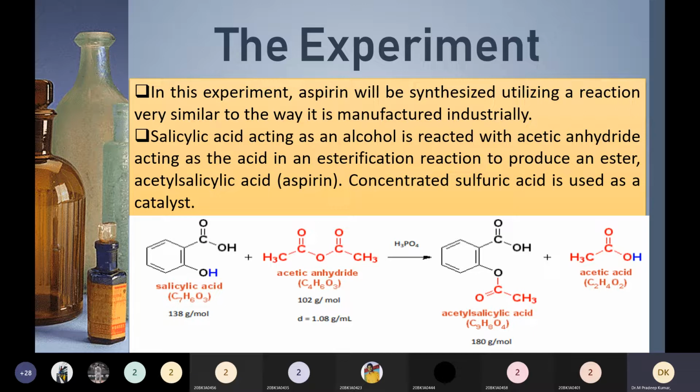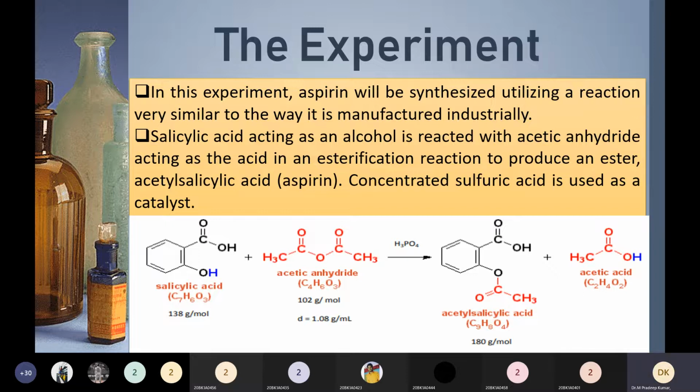So salicylic acid acting as an alcohol is reacted with acetic anhydride acting as the acid in an esterification reaction to produce an ester. You can see here, C double bond O, O, CH3, the ester, acetyl salicylic acid, which is known as aspirin. Concentrated sulfuric acid or phosphoric acid can be used as a catalyst. In our lab, we have used phosphoric acid instead of concentrated sulfuric acid.